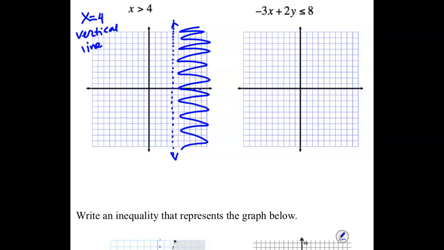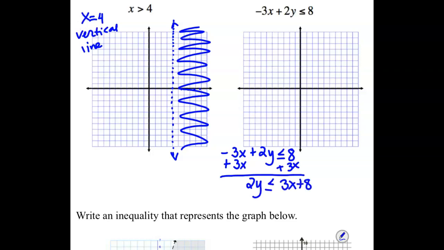All right, now notice on this next one, it is not in slope-intercept form, it's in standard form. So let's go ahead and convert it. We have negative 3x plus 2y is less than or equal to 8. We're going to add the 3x over to the other side. So we have 2y is less than or equal to 3x plus 8. And then we're going to divide everything by 2. So my new inequality is y is less than or equal to 3/2 x plus 4.